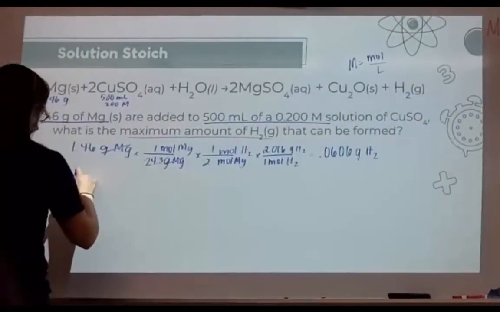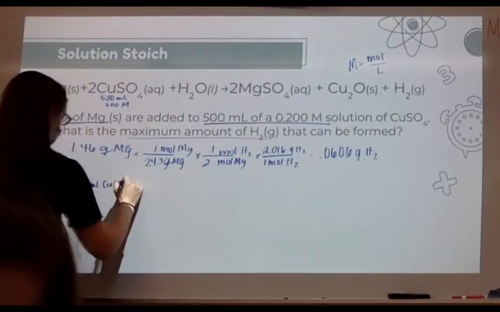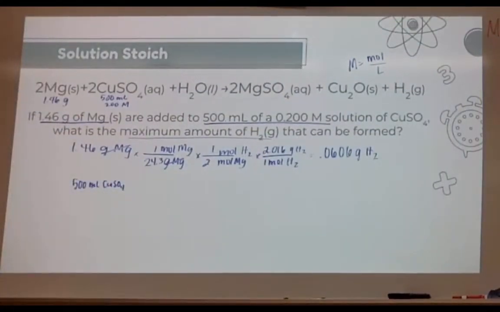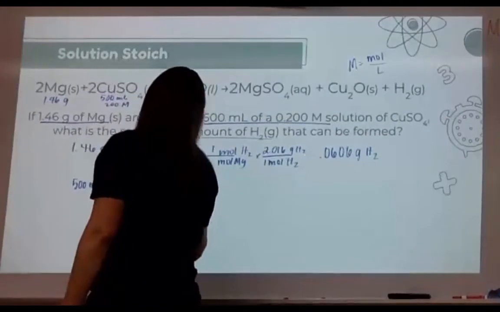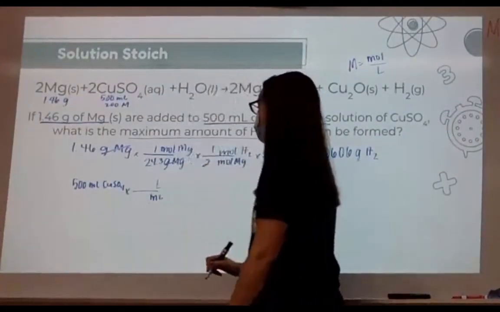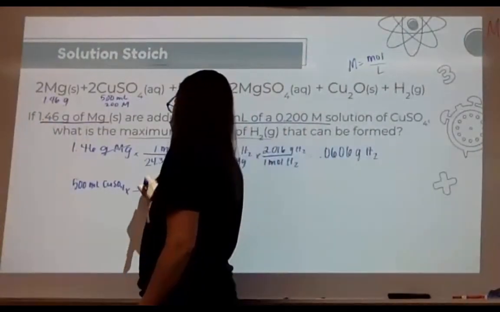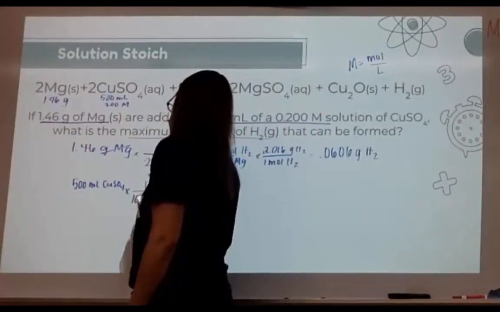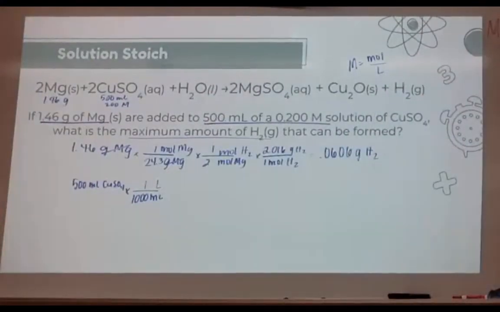So I'm going to start with the given volume, 500 milliliters of CuSO4. Molarity is a conversion factor between moles and liters, so I need to start by going to liters. I always get the question: if I can say this is just 0.5 liters, can I just write that down? Yeah, that's fine.